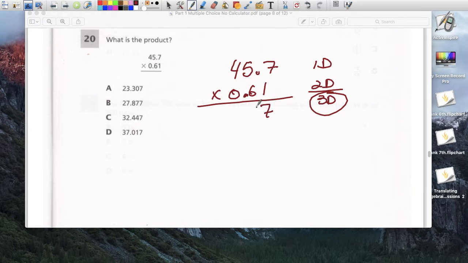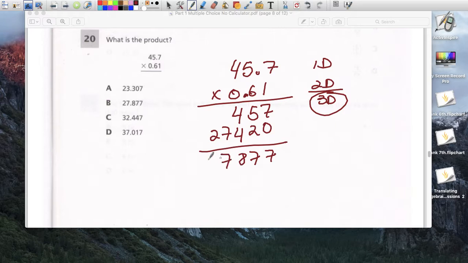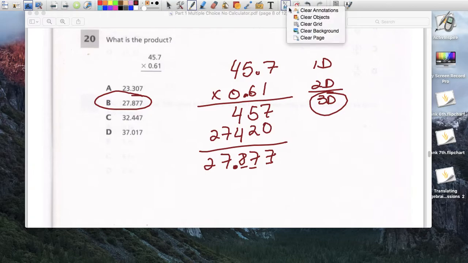1 times 7 is 7, 5, 4. Add a placeholder here. 6 times 7 is 42, 4, 34, 24, 27. Okay, so 7, 7, 8, 7, 2. My answer should have three decimal places. So I'm going to have 1, 2, 3. I'm going to put the decimal point right there. And it looks like B is our choice.